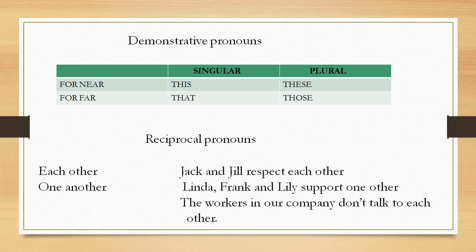The next type of pronoun is reciprocal pronouns. They are each other and one another. For example, Jack and Jill respect each other. Linda, Frank, and Lily support one another. The workers in our company don't talk to each other.